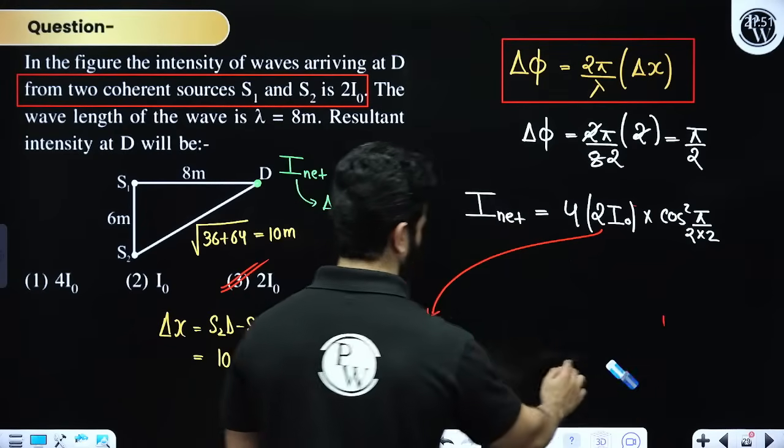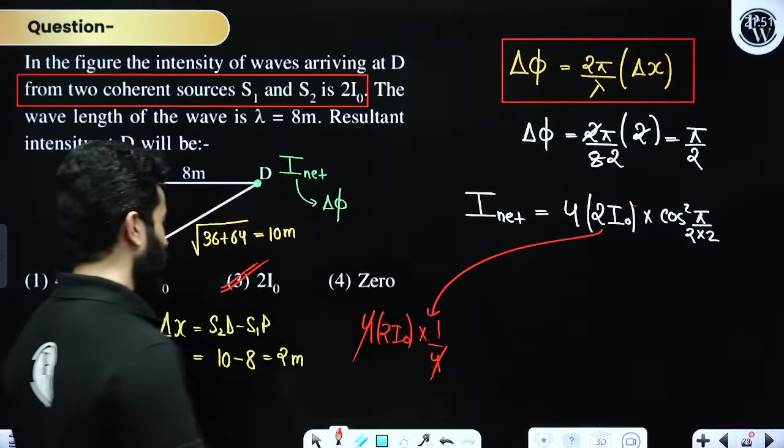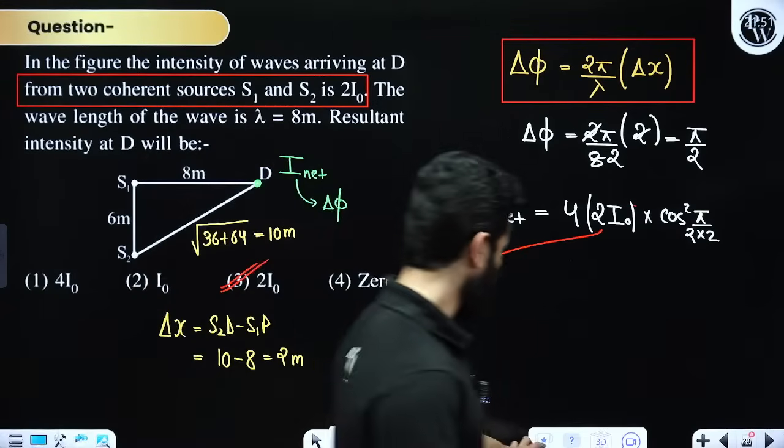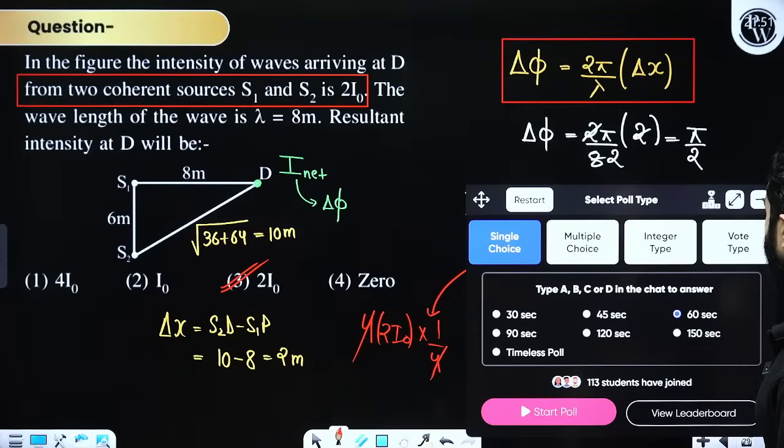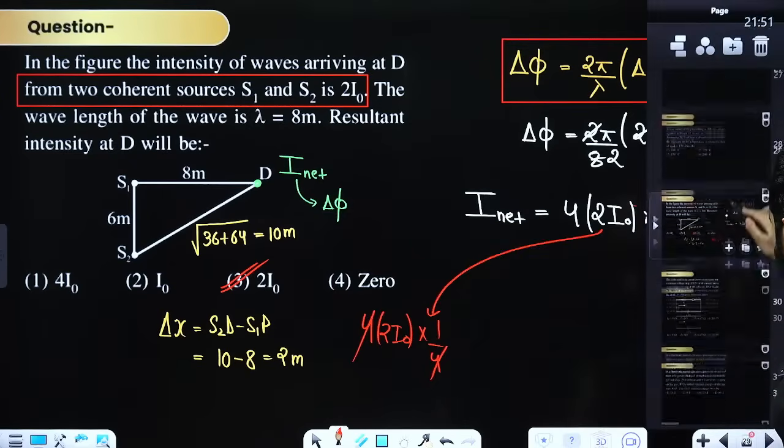Okay, so this is going to be the answer. Clear? 2I0 is the correct answer. Please see, if you have any doubt, do let me know. Very good, very good. Chalo, moving on to the next one.